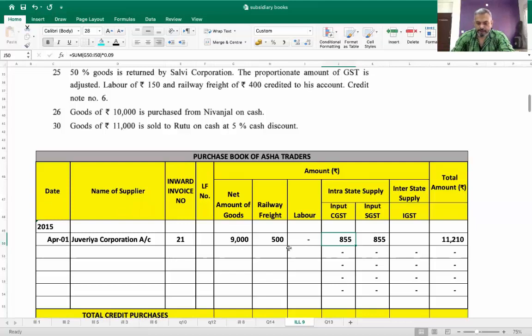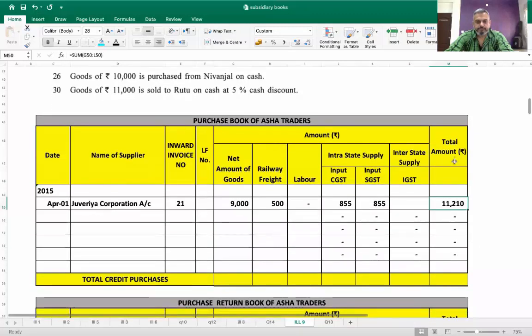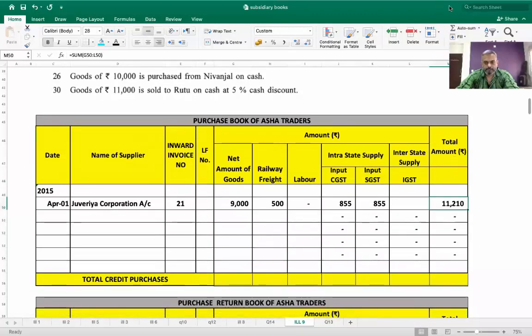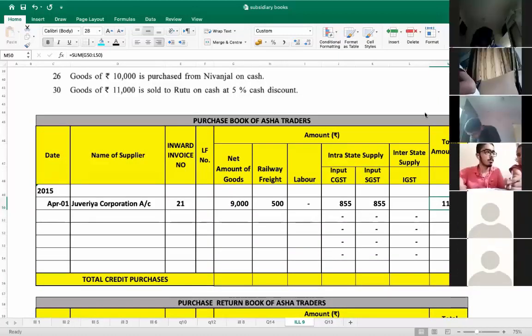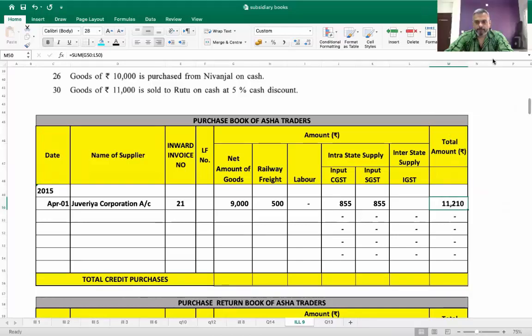Take a calculator. For me, it's directly coming because I have used the formulas. You have to do it in your notebook, so you have to calculate. So 9,000 plus 500 is equal to 9,500 into 9%, which comes to 855. So input CGST, input SGST, and then the total. Got it, all of you? Okay, next one.